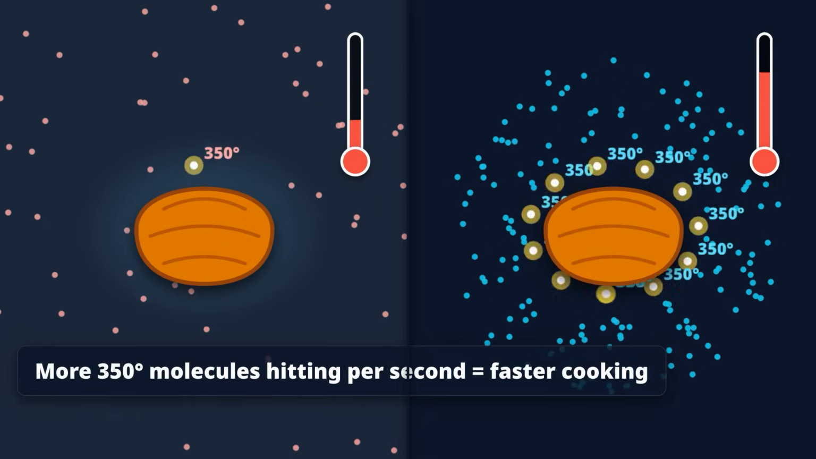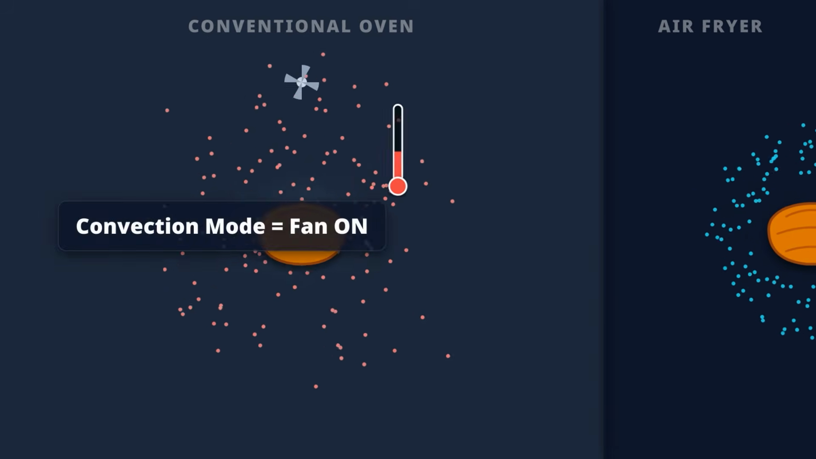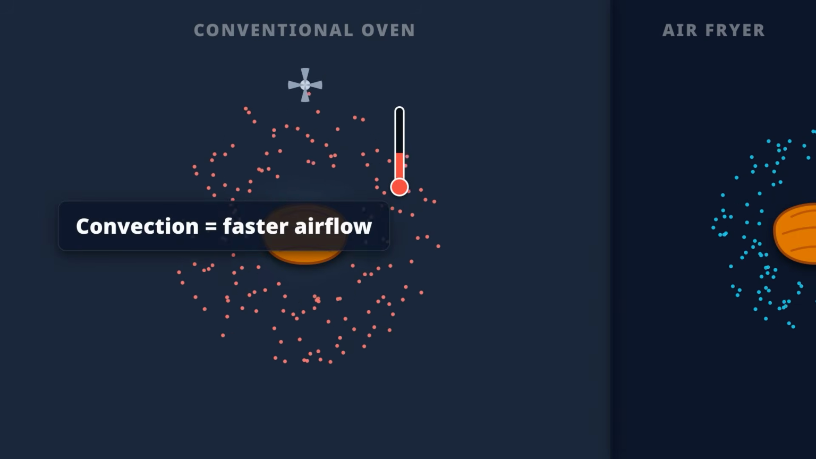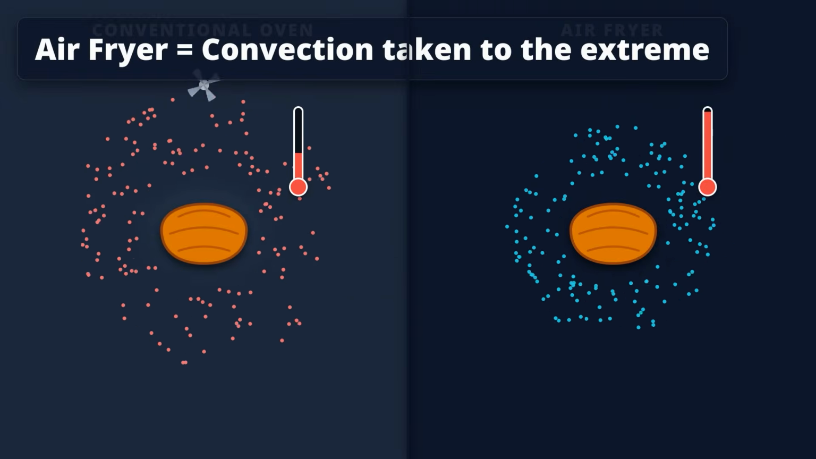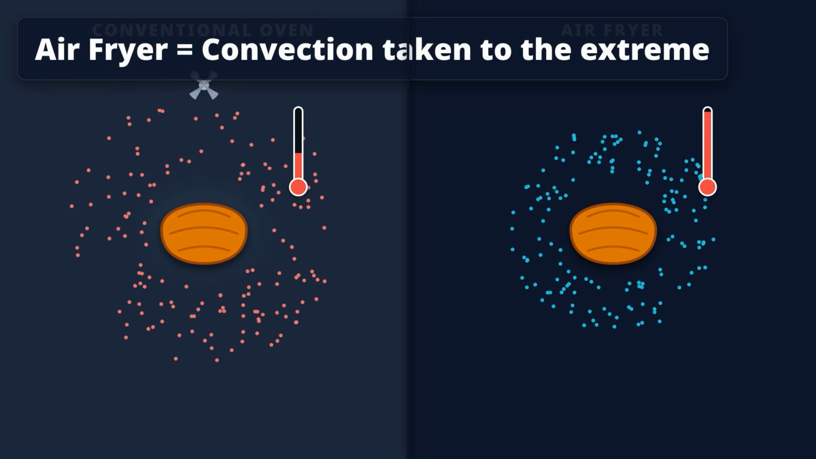This is the same reason your oven cooks faster on convection mode, which just means a fan is turned on that moves air around the oven. An air fryer is like convection mode in your oven taken to the extreme. So if you want a quick way to remember it, convection is what brings heat to the surface of your food, and conduction is what transfers it to the interior.